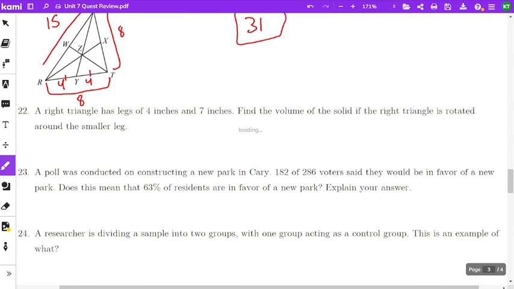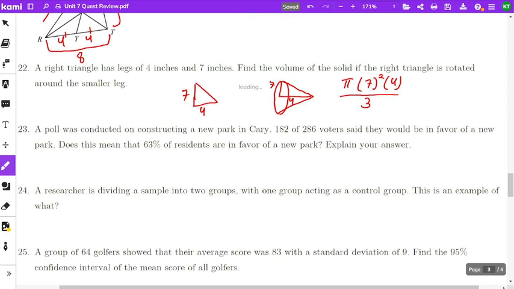Right triangle, 4 and 7. It's rotating around the smaller leg, so that means I will have a cone, and it's going to have a height of 4, and my radius is going to be 7. So that means it's going to be pi times r squared, which is 7 squared, times our height, which is 4, and then all of that's going to be divided by 3. You can go ahead and calculate that. I'm not going to calculate that because I've been writing, and I'm trying to get through this as quickly as possible.